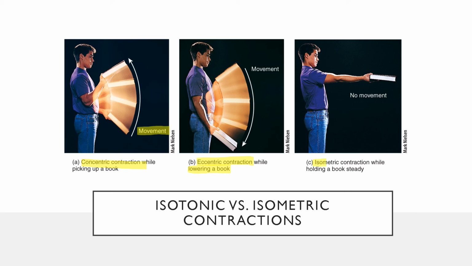And then we have the isometric contraction. In this type of contraction, the tension generated does not exceed the resistance of the object to be moved, so it doesn't exceed the weight of the object, and so the muscle isn't going to change its length. Holding an object steady uses this type of contraction.